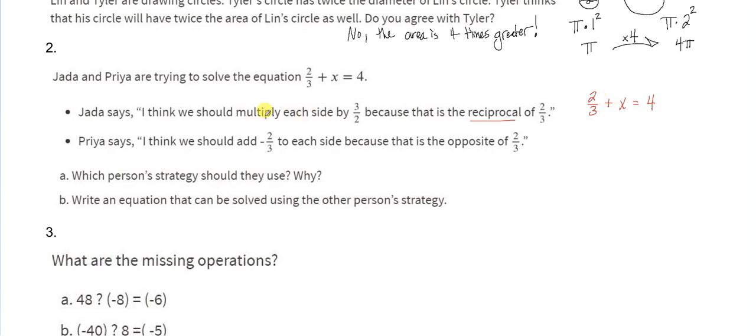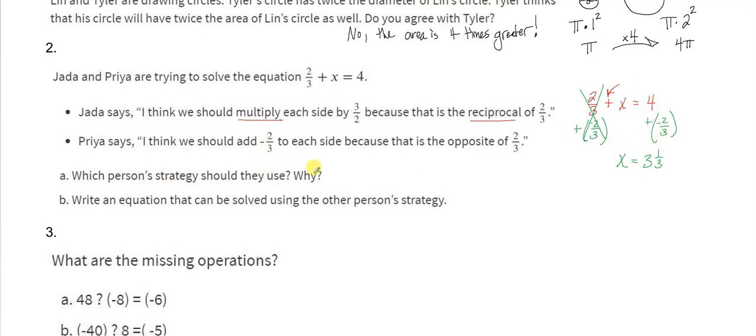Because multiplication is not the inverse of addition, which is what we need here. We need the inverse of addition, or the additive inverse of 2/3, which Priya gives. Priya says, I think we should add negative 2/3. Well, if we add negative 2/3 to both sides, these are going to make 0 because they're additive inverses, and we will actually find the value of x when we do 4 plus a negative 2/3, which is 3 1/3. So that's going to work.